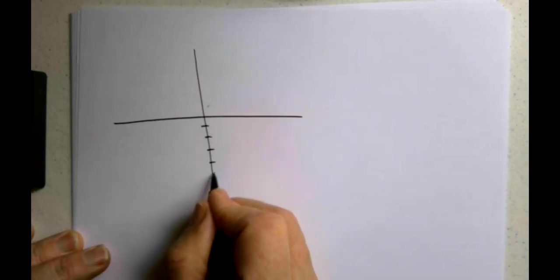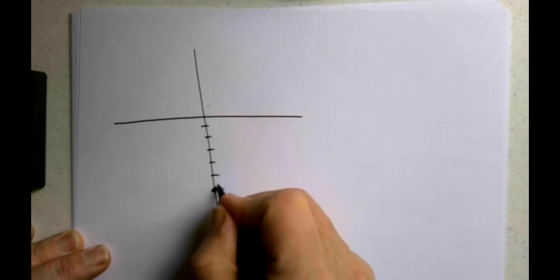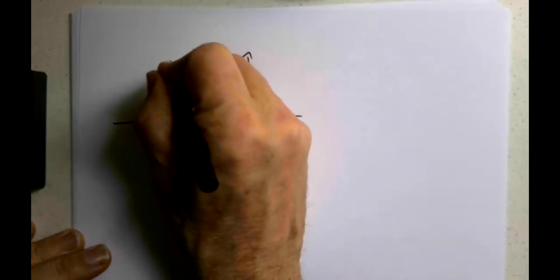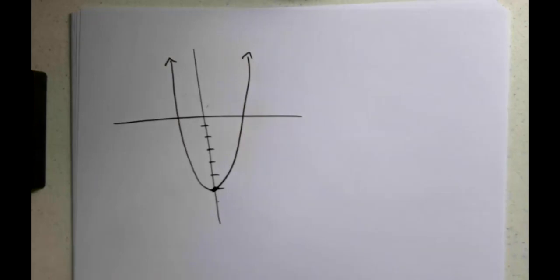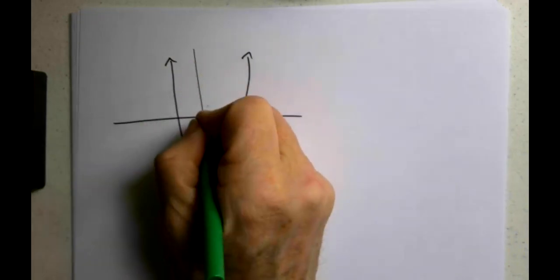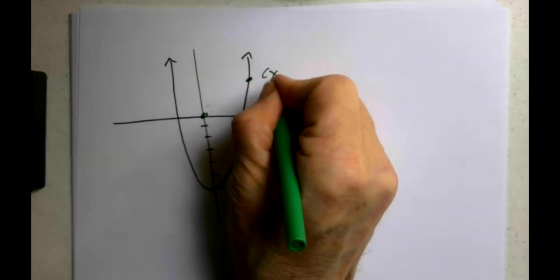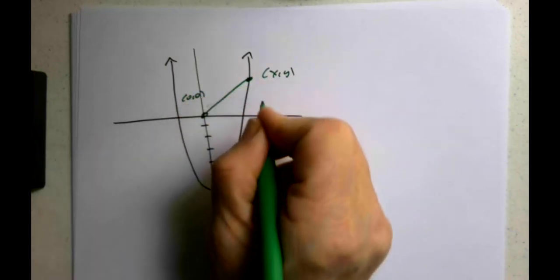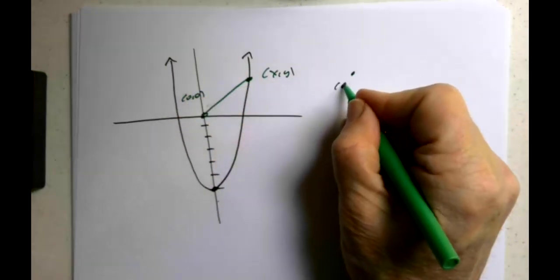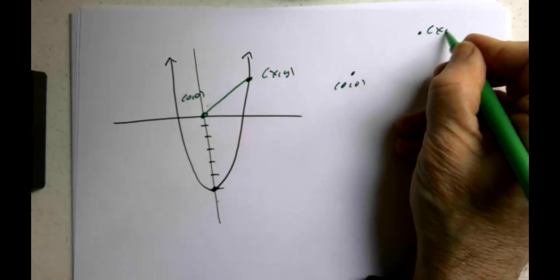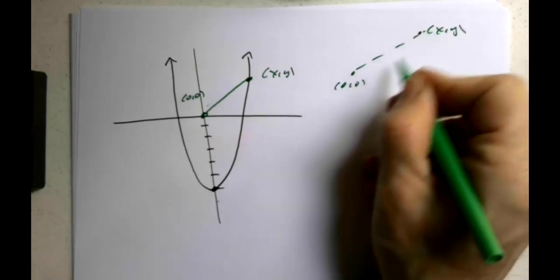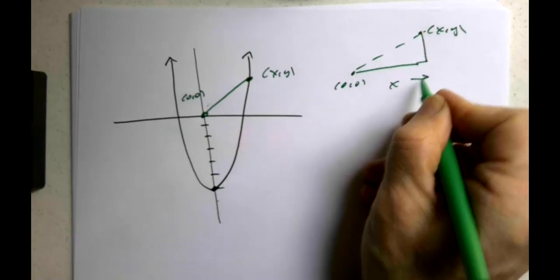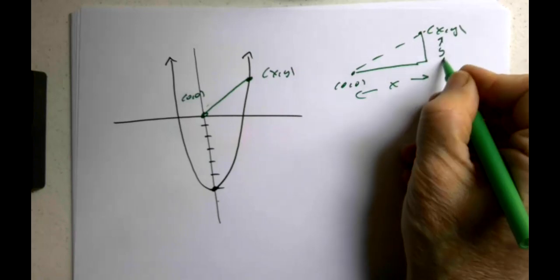1, 2, 3, 4, 5, 6. It comes up pretty fast. Looking something like that. Now I've got a point at the origin and I'm going to pick a point (x, y). And the distance from the origin (0, 0) to (x, y) can be thought of as the hypotenuse of a right triangle. And of course, this distance is x and this distance is y.